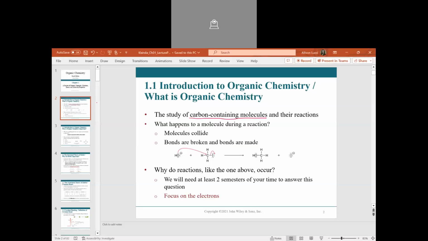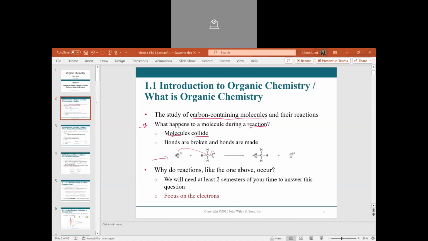What are organic compounds? They contain carbon. This section here should mainly be review. What happens during a reaction? We know that the molecules need to meet, right? They need to collide in order to react. And in this collision, we'll reference collision theory here.